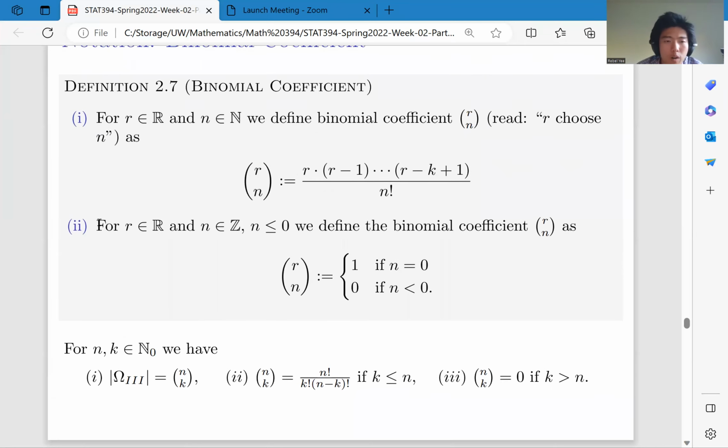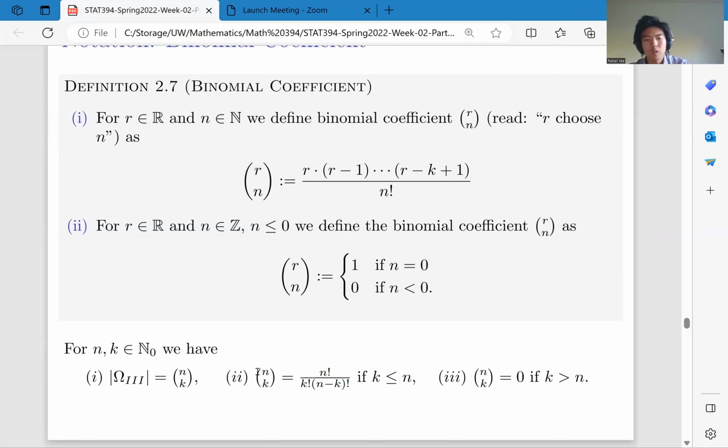But there are some trivial cases, some very special cases in the binomial coefficient. In most cases, R is greater than N, and they are all greater than 0. That is typical. But if N equals 0, we are not able to think about that. Choosing 0 is nonsense, so in this case, we define it as 1. And if N is smaller than 0, choosing a negative number of objects is even more unreasonable. So in this case, we define it as 0.